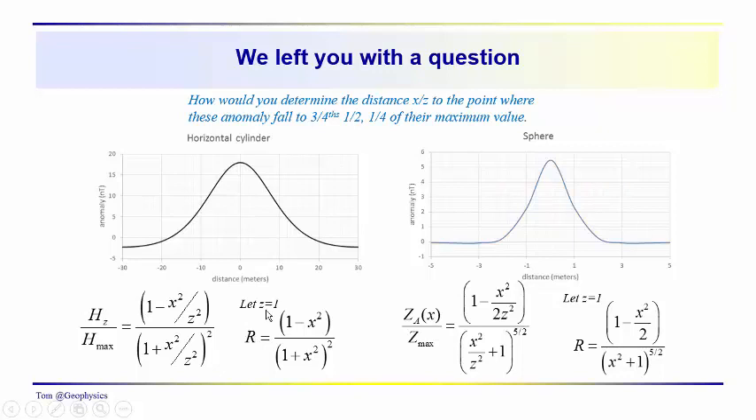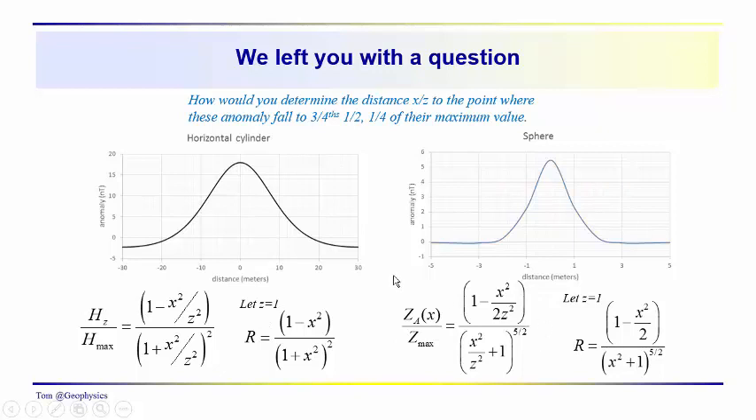And so we've simplified our algebra by letting z equal 1, but pause and try to solve these. This is for the cylinder, this is for the sphere. Try to solve for the value of x, or x over z. That's what we're doing, but we're letting z equal 1 to simplify this ratio here.